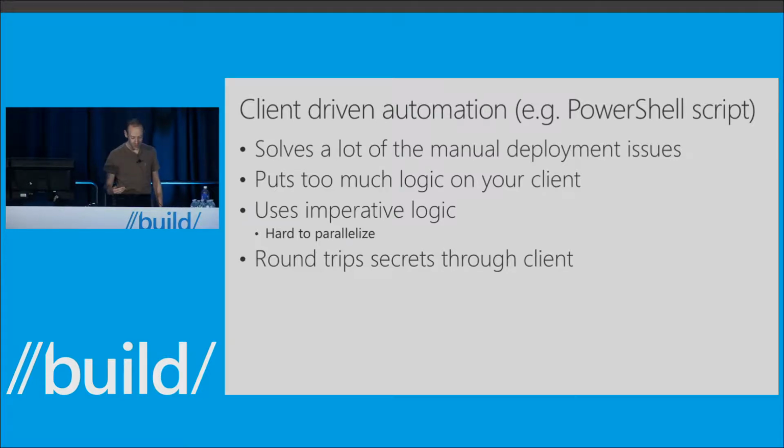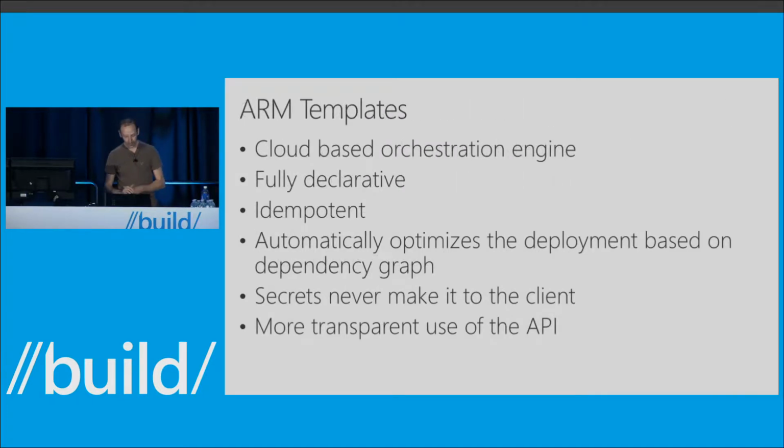There's also something to be said about avoiding round-tripping secrets. If you provision resource A, which could be a website, and you need to get the publishing profile to a different resource, if you do a PowerShell script, chances are you're going to grab it down to your client, push it back to the server.